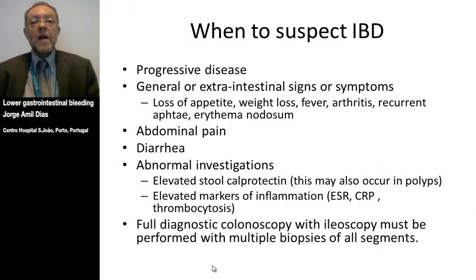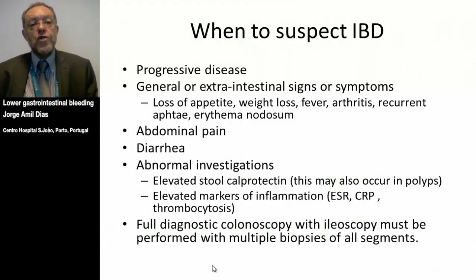Of course, inflammatory bowel disease is increasing in the pediatric population. It may present as lower GI bleeding, therefore we always have to keep in mind this diagnosis as a possibility in more patients. Usually they come with a progressive disease, so in most cases there has been some previous signs of disease before the actual bleeding occurred. However, this may not happen in all patients.